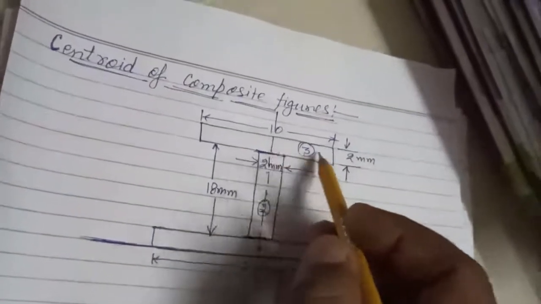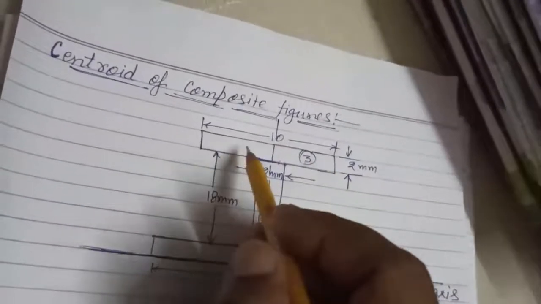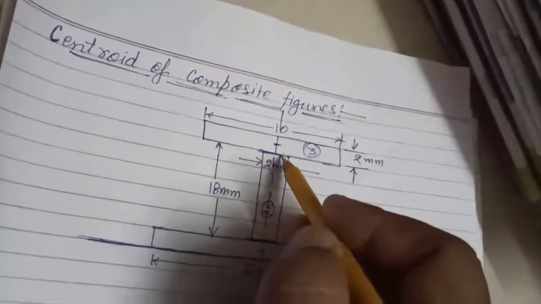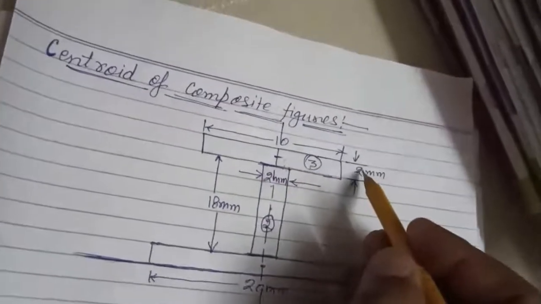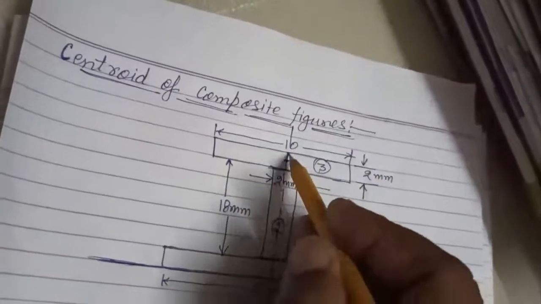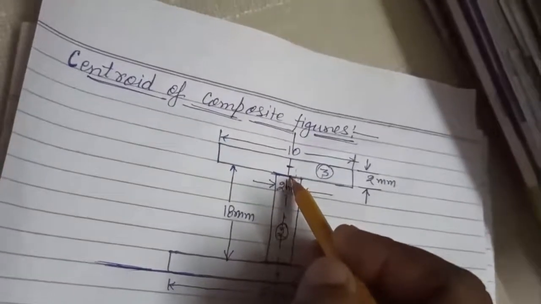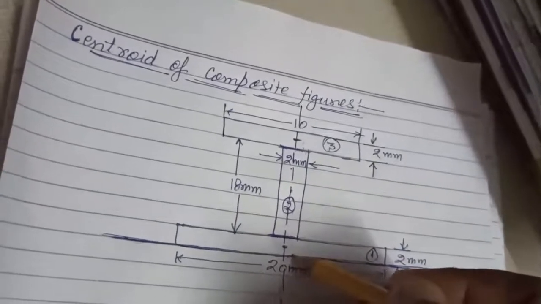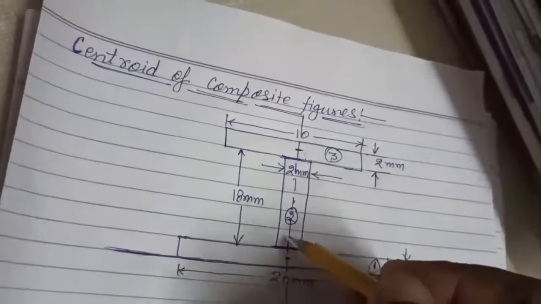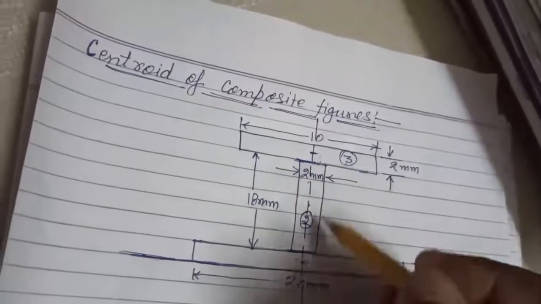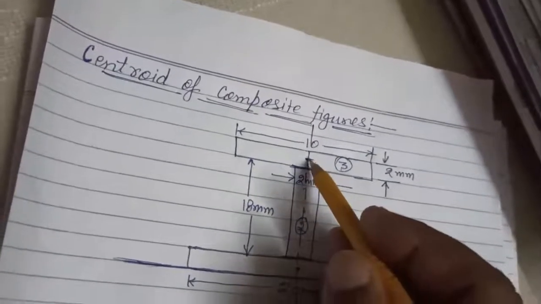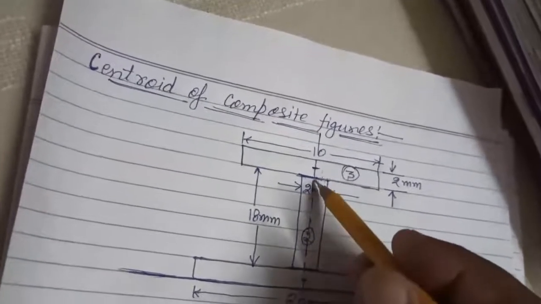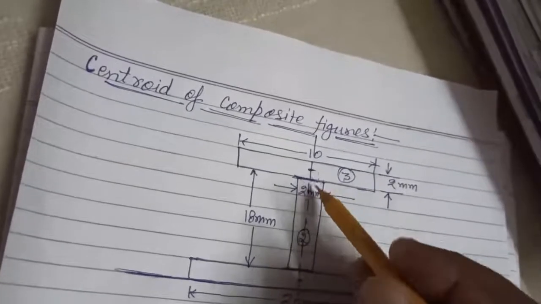Similarly for y3, this y3 will be here. From here it will be at 1 millimeter, half of the 2 millimeter, so it will be at 1 millimeter from here, but we are measuring the distance from this x-axis. So from here 2 plus 18 is 20 and 1 is 21.